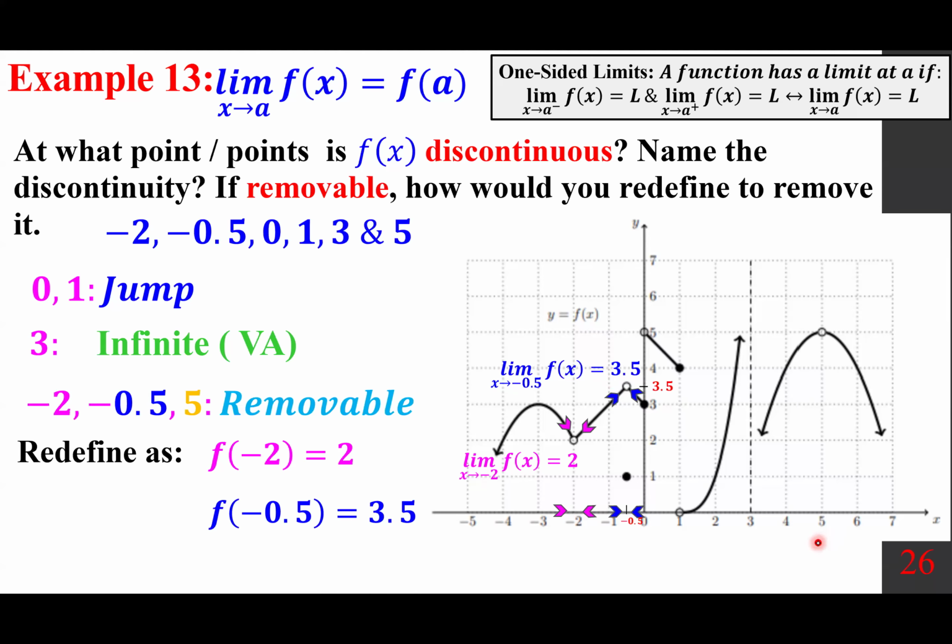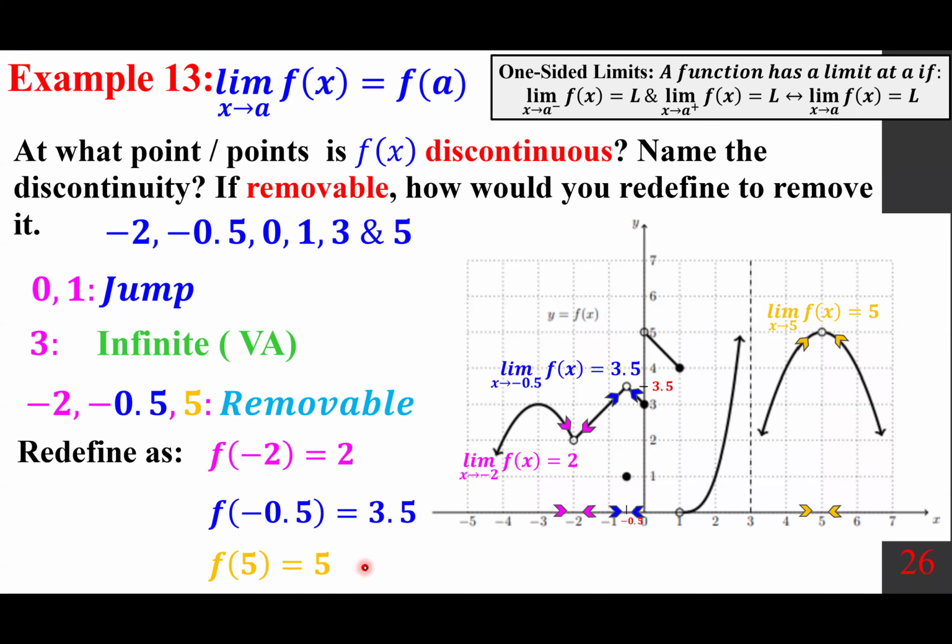The last number is 5. Let's approach it from the left and right. Left, going this way. Right, going this way. Both of them move us towards this point, and this point has a y coordinate of 5. The limit exists and it's equal to 5. And so all we have to do is say f of 5 equals 5, and that fixes the problem.